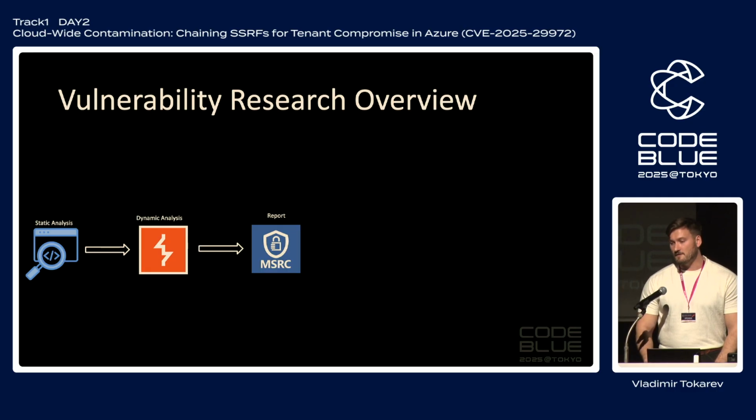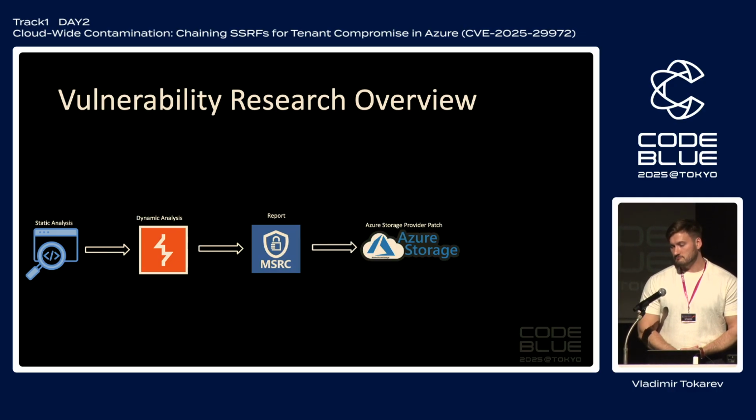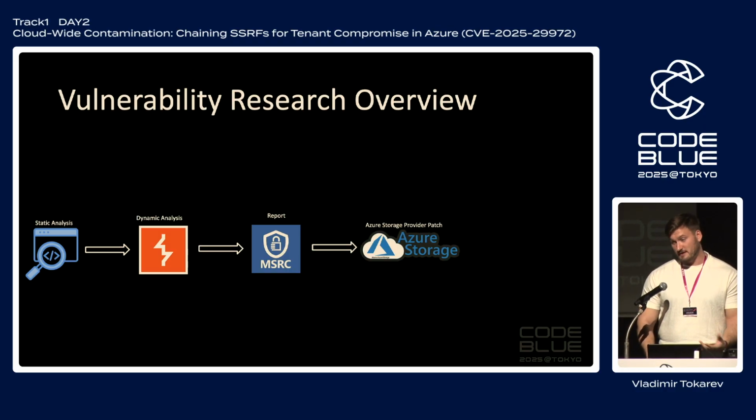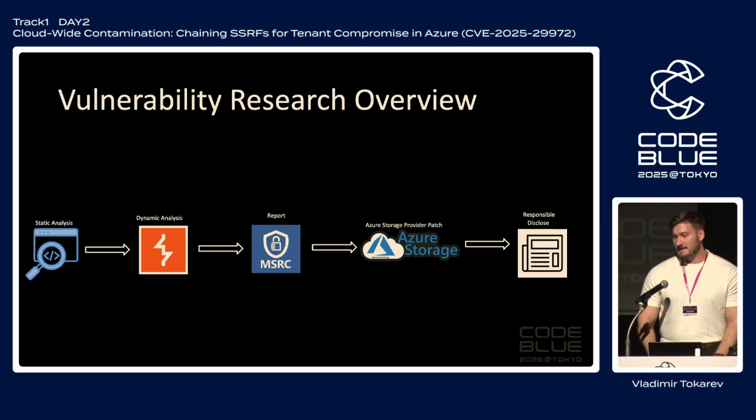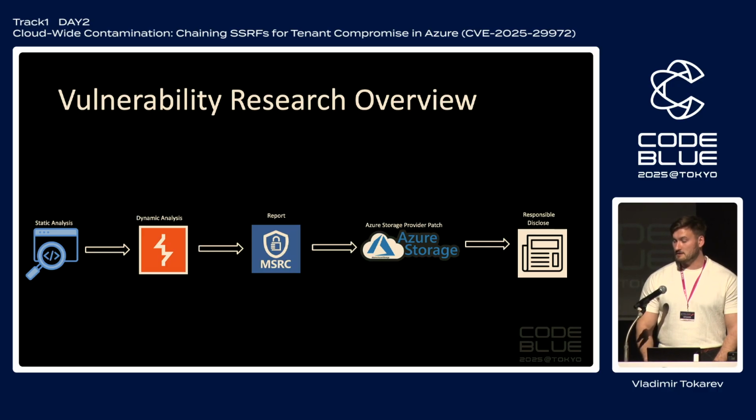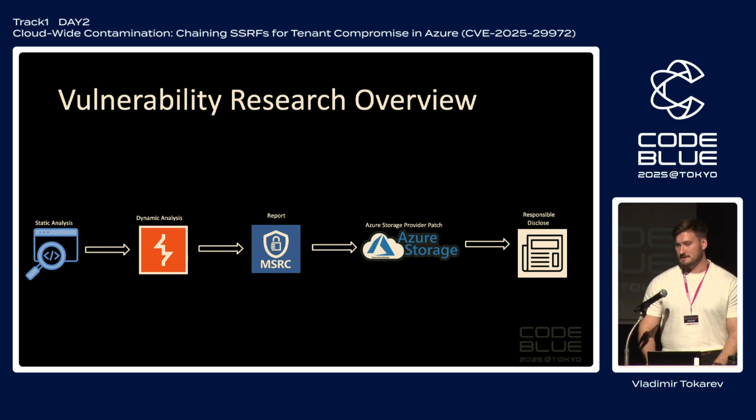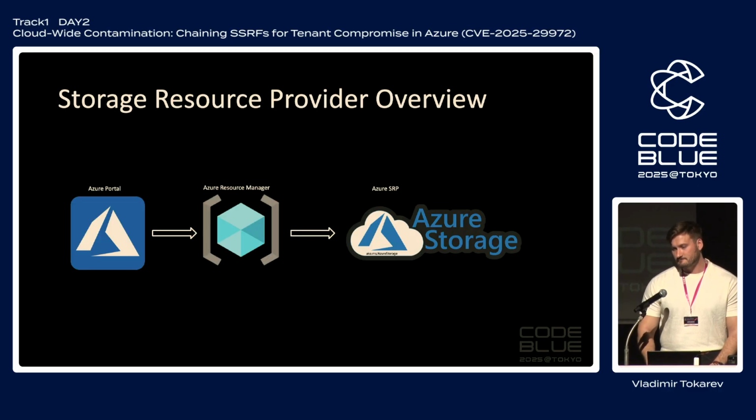Then, let's say we found an issue, a bug. In this case, we found SSRF. From this point, we create a report and send it to MSRC. After that, MSRC will forward this report to Azure Storage Resource Provider, because this is where we found the issue. And in some cases, when the issue is critical, Azure Storage Resource Provider will create a report and publish it worldwide.